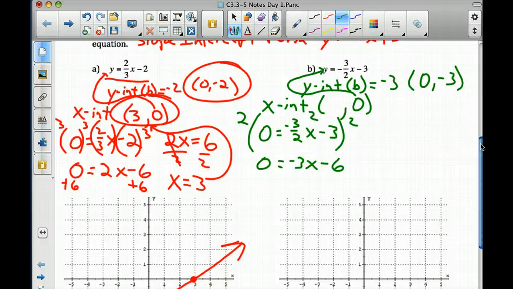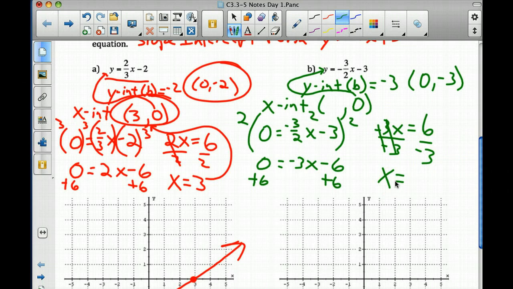Solve that one for x now, guys. Add 6 to both sides, divide by -3. When we do this, guys, in slope-intercept form, all of them are going to be a lot like this. The 0 is going to be on the left. So I'm going to add 6. Add 6. -3x equals 6. Divide by -3. Antoinette, what's x? -2. Excellent.